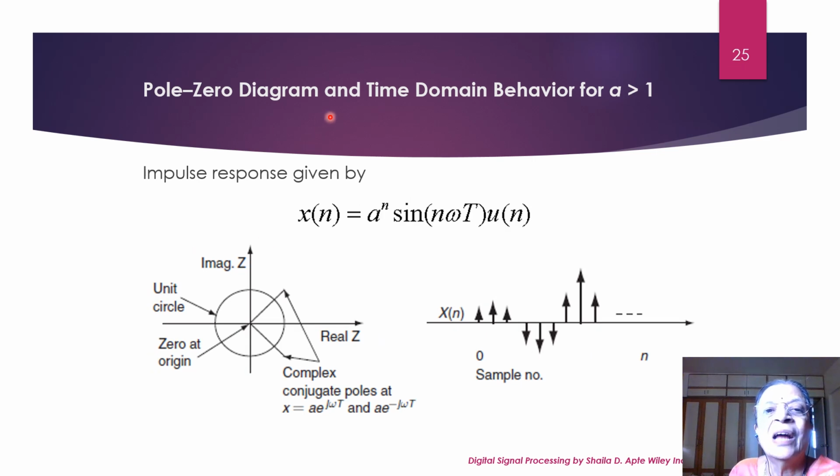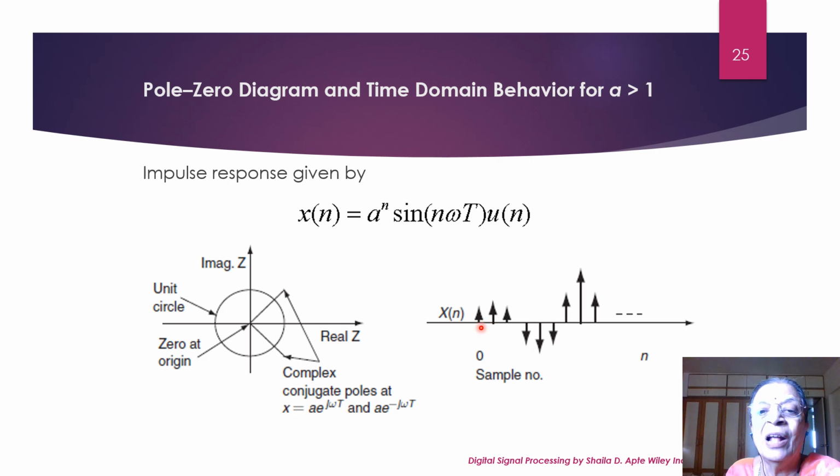Now consider the time domain behavior for a greater than 1. As we know, when a is greater than 1, it will diverge. So in this case, there will be poles outside the unit circle. Again, the location will be a e raised to j omega t and a e raised to minus j omega t. These are complex conjugate poles again, but these will be outside the unit circle.